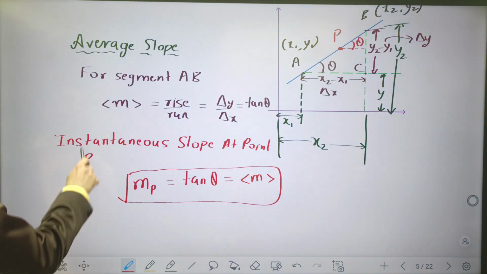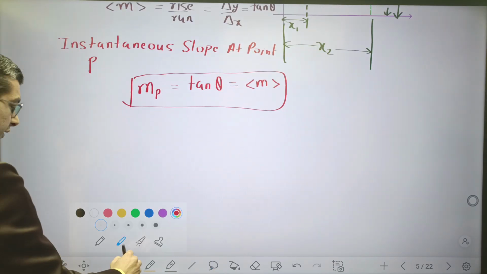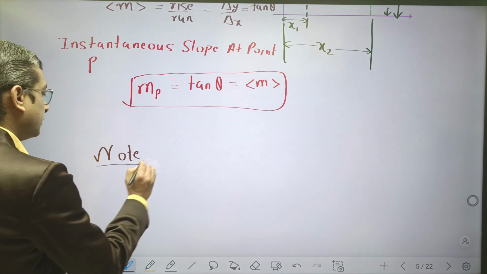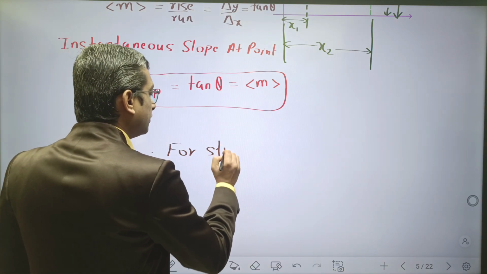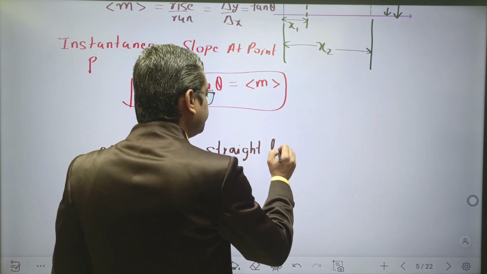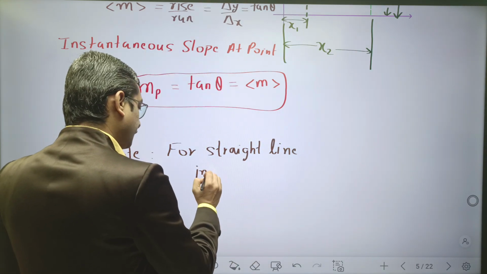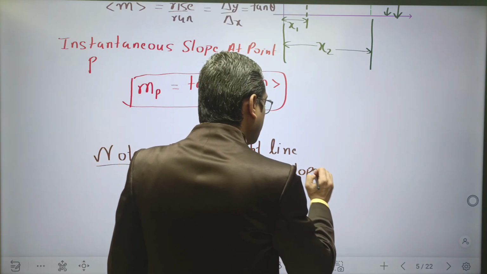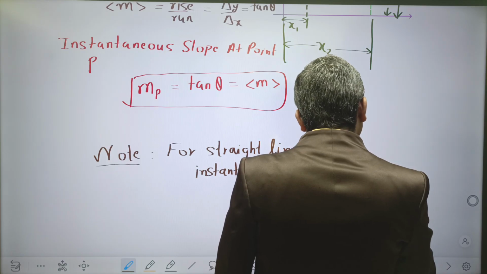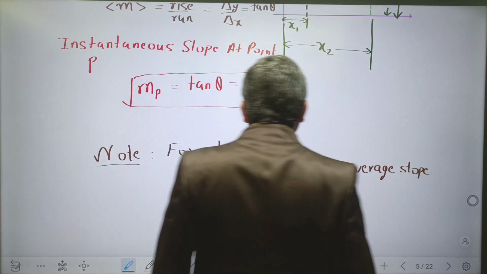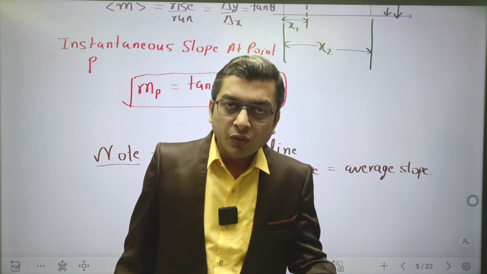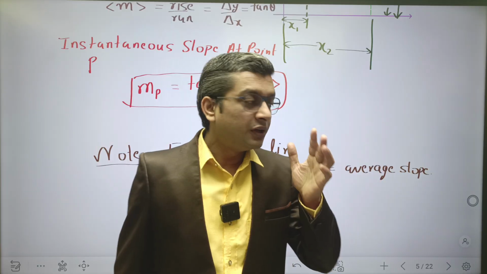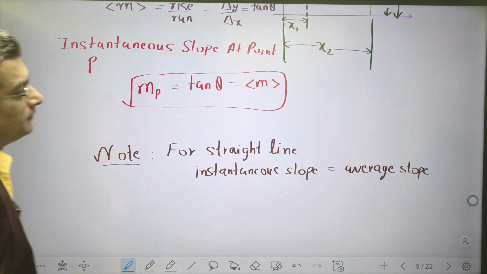So the important point we are obtaining here, dear students, is that for a straight line, the instantaneous slope, that is the slope at any point, is equal to the average slope. So the average slope for a straight line is equal to the instantaneous slope at any point on that straight line. Are you getting? This is a key point you must remember. So this is the logic we are getting from here.